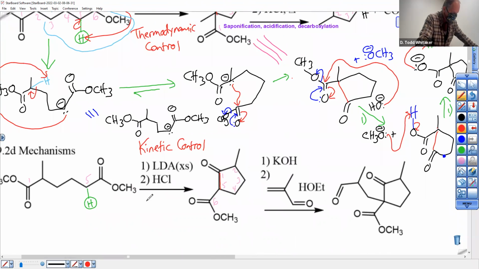So, in this one, you're allowed to do this if you've already shown how it happens. See above. We took the H off up here to make this, which is the same as this. I hope that's clear. Now, under kinetic control, this is the only thing that happened. You had so much base that 100% of these reacted and made 100% of those. No equilibrium's happening now. This is the end of the story. Equilibrium's been shut down.